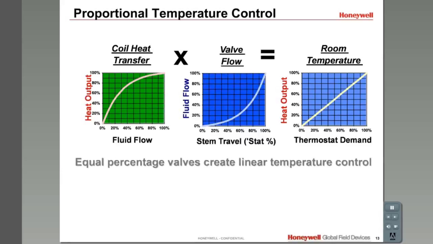By using a valve with an equal percentage flow characteristic that counteracts the coil's characteristic, the heat output will be more linear. This makes temperature control much easier because now the heat output is linear with valve movement.